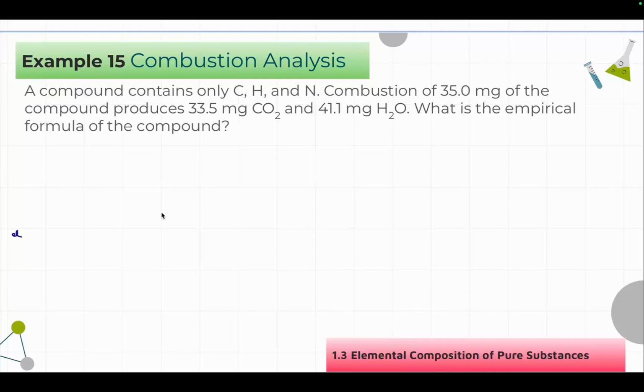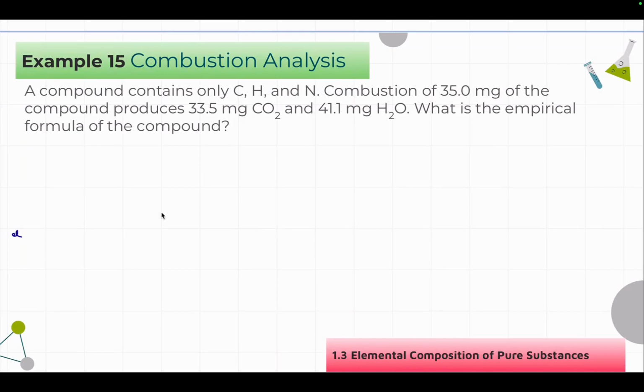Hi, this is a video where I'm just going to do one problem about combustion analysis. This is something that falls under the 1.3 elemental composition. We can analyze compounds and figure out how much of the elements are within them to be able to figure out the empirical formula of the compound.